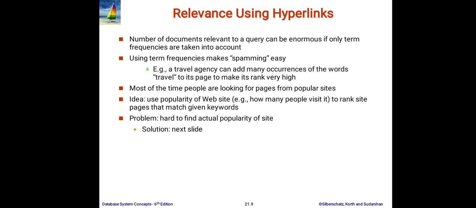So hyperlinks follow the phenomenon of information retrieval done based on similarity. The number of documents relevant to a query is only taken into account if there are term frequency matches. If there is a higher term frequency, this will help you link it to the other account. For example, using term frequencies makes spamming easy. A travel agency can add many occurrences of the word travel to make its page rank high.